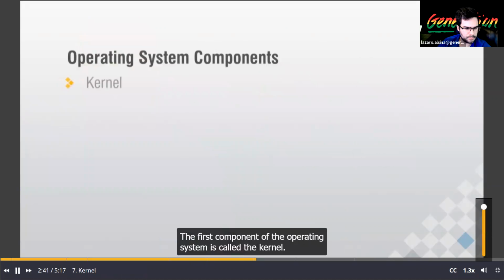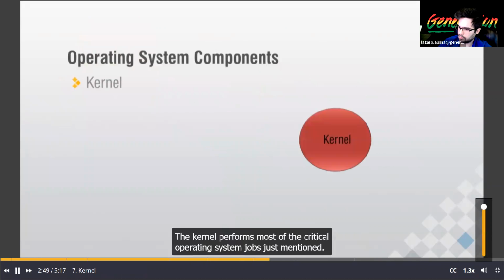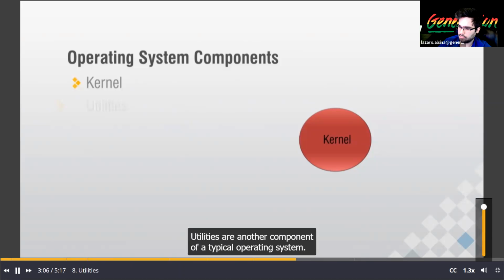The first component of the operating system is called the kernel. The kernel is the core of the operating system. It's what's loaded into memory when the system boots up. The kernel performs most of the critical operating system jobs that we just talked about. It's responsible for managing the file system, managing security, working with the hardware, and providing a platform for applications to run on. The kernel runs behind the scenes and does the bulk of the work, so you won't work with it.